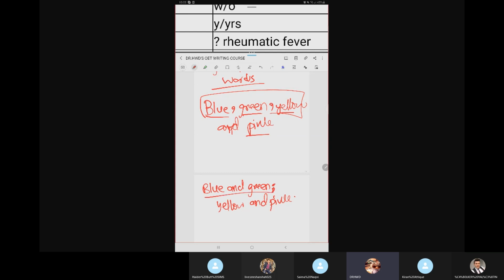You are writing two sets of information, blue and green, yellow and pink, right? These are two sets of information. If you want to separate them, use a semicolon. Just wanted to tell you this, right? So do keep in mind that these are two of the punctuation marks that you'd be using frequently in your letter.